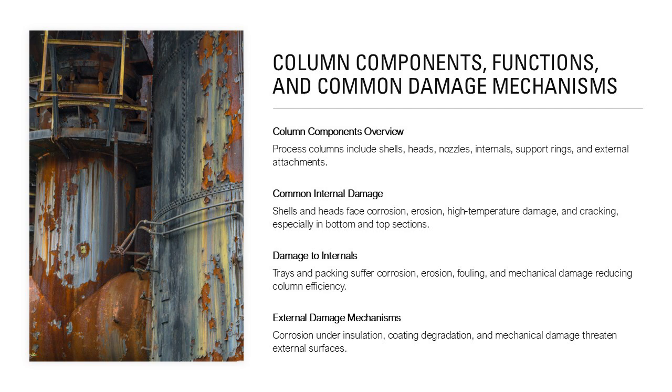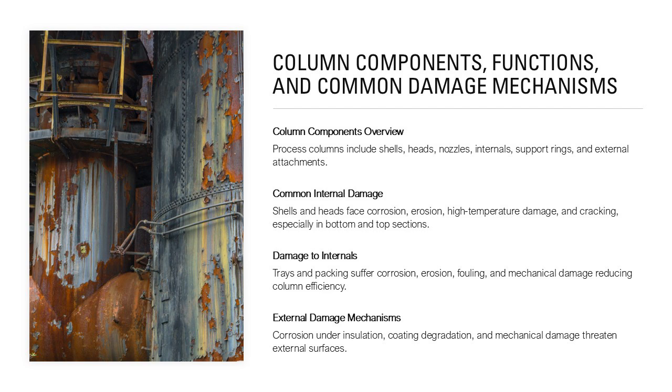The shell and heads are primary pressure-retaining components and are subject to general corrosion, localized corrosion, erosion, high-temperature damage, and various forms of cracking. Bottom sections of columns are particularly prone to corrosion due to liquid accumulation, higher contaminant concentrations, and potential water dropout. Top sections may experience corrosion from acidic condensation or overhead system contaminants. Nozzles and reinforcement pads are common locations for localized thinning, crevice corrosion, and cracking due to stress concentration and flow turbulence.